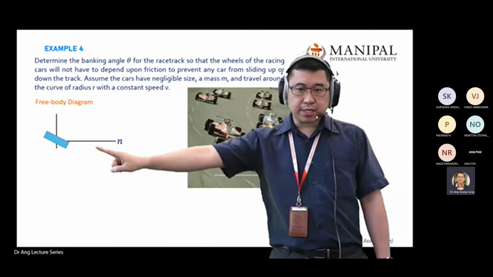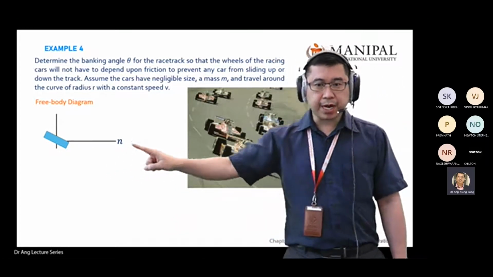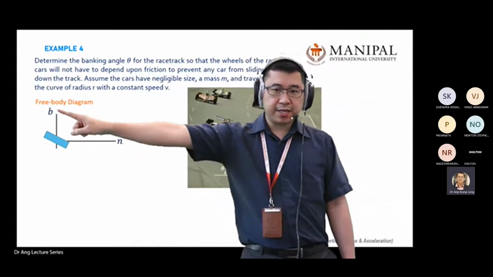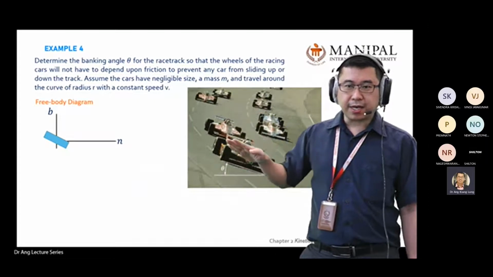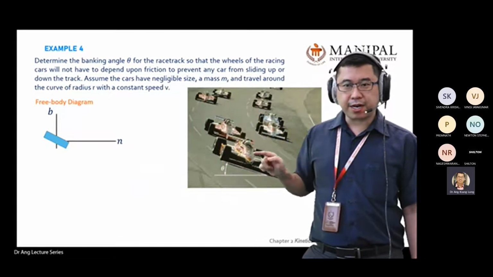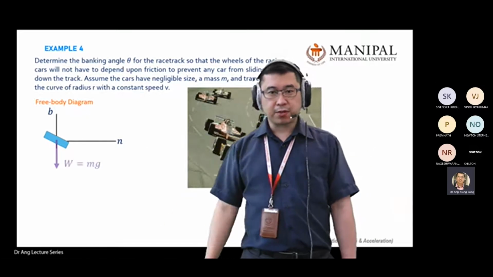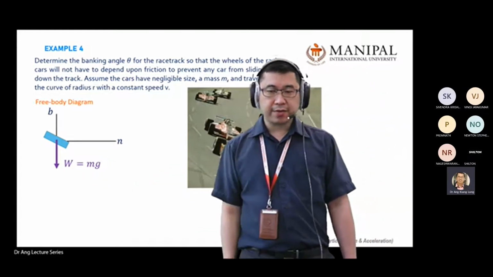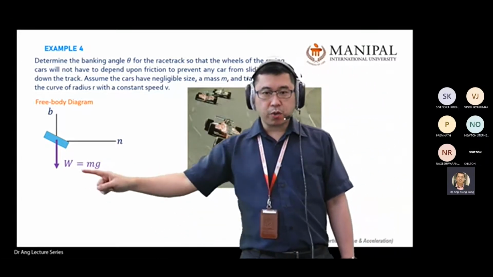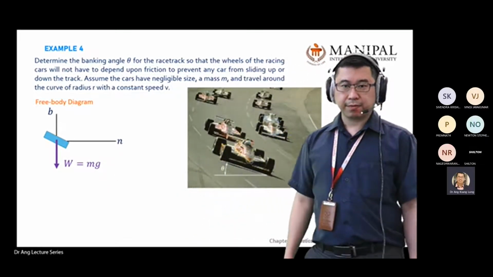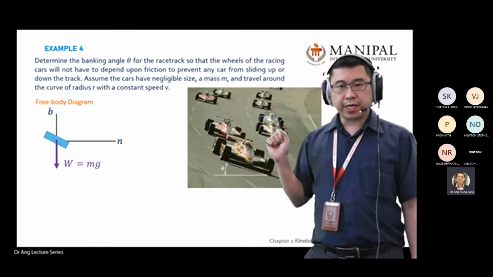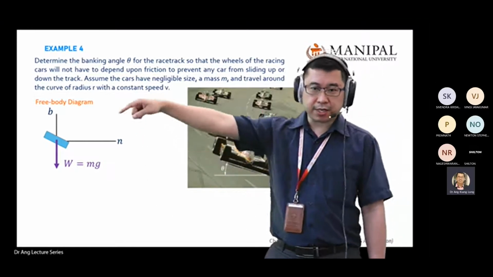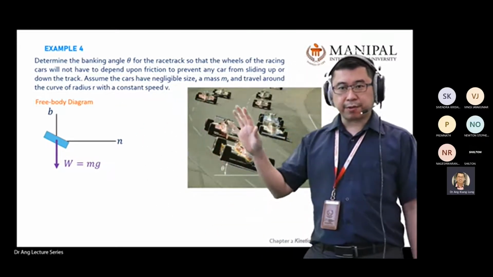So this is the normal axis, n, which keeps the car from sliding up or sliding down. This is the b axis. b means the horizontal movement of the car. The first thing we mark from the object here will be your weight due to gravitational acceleration. Weight equals mg. So you draw the free body diagram, you put in the n-axis and the b-axis, and of course, this one is drawn from the back of the car.